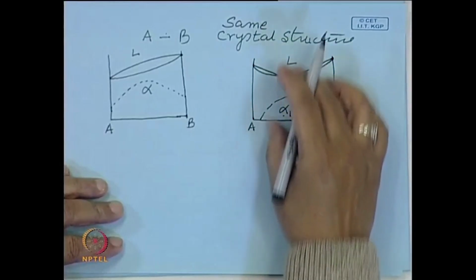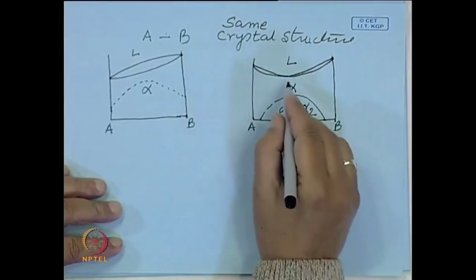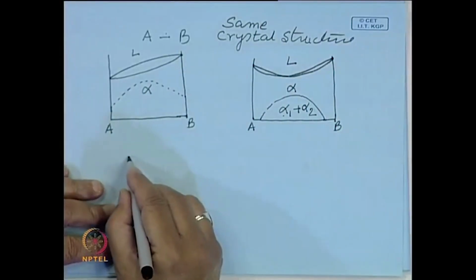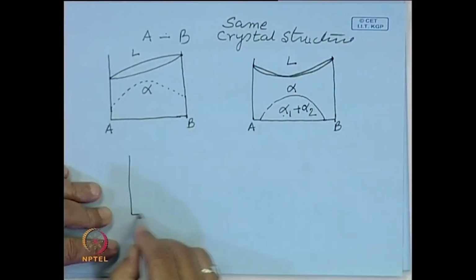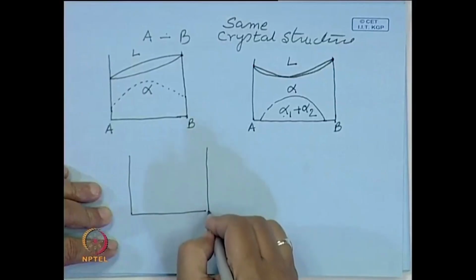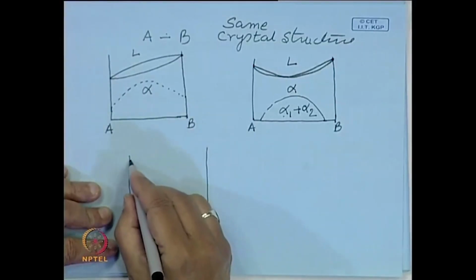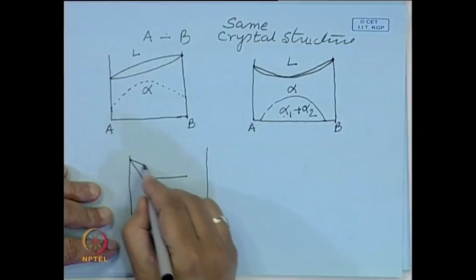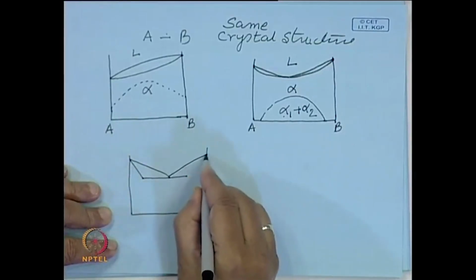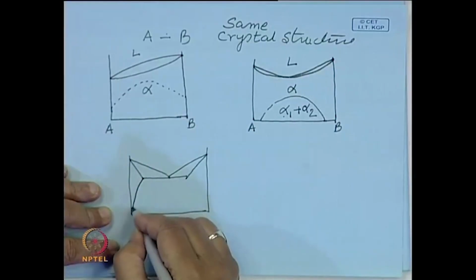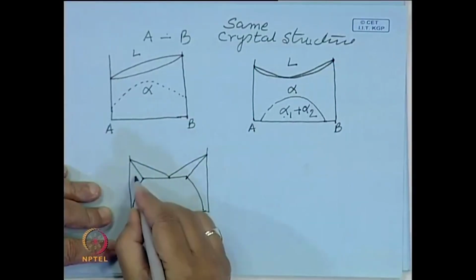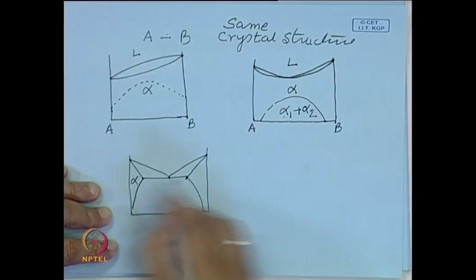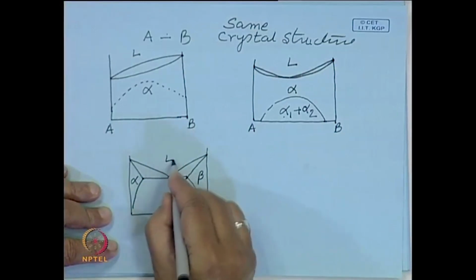Now, if this deviation goes on increasing, then what happens? Finally, you will land up with a eutectic. Say this is alpha, this is beta, this is liquid.